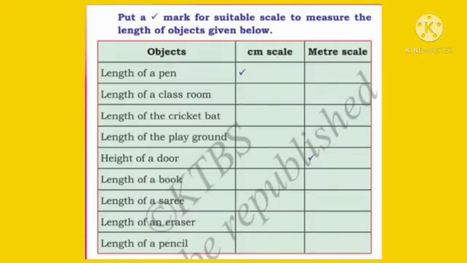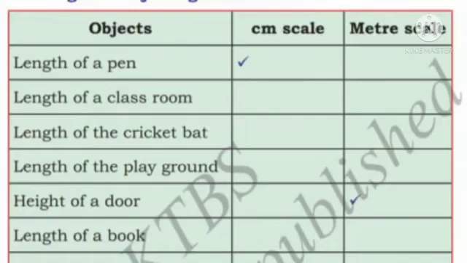Put a right mark for the suitable scale to measure the length of the objects given below. Length of a pen. We measure in centimeters. Length of the classroom. We measure in meter scale. Length of the cricket bat. We measure in centimeter scale. Length of the playground. We measure in meter scale.